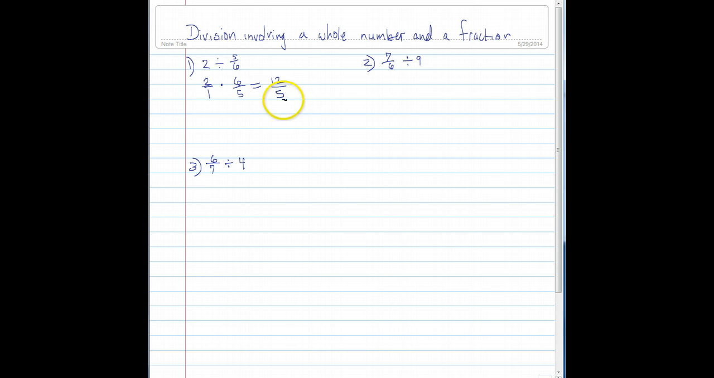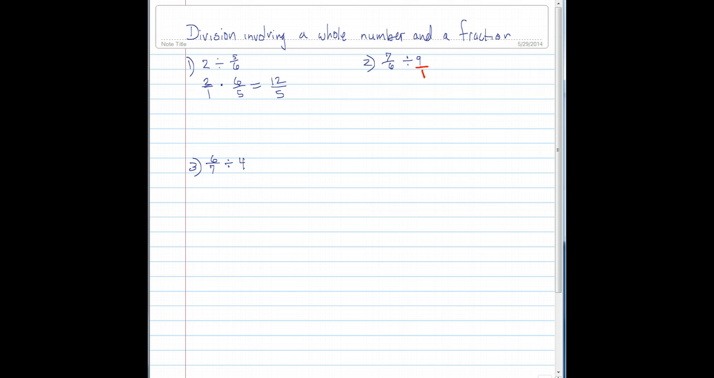And we would reduce this fraction if we could, but this can't be reduced any further because we have no common factor. This time the whole number is the second part, which is okay. We can still flip that if we remember that 9 is the same thing as 9 over 1.